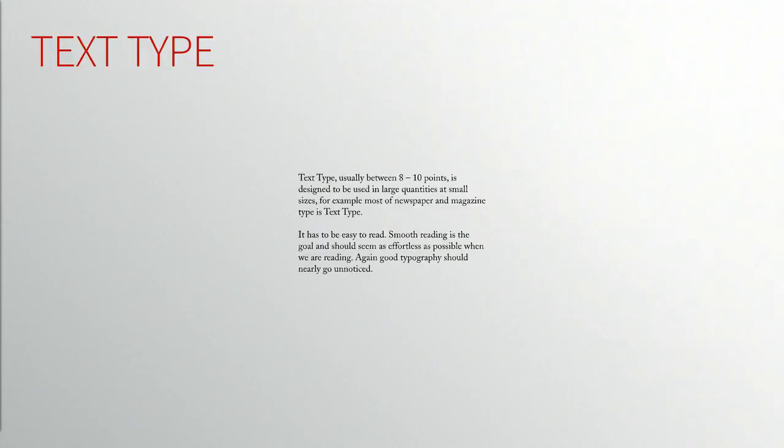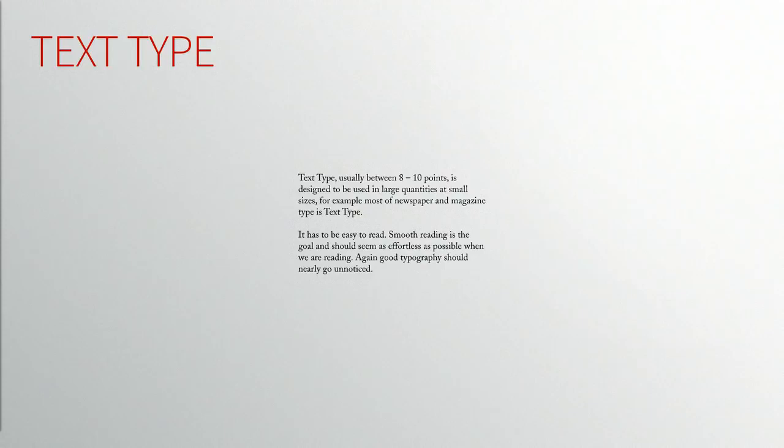Your body type, it's your text type. It's to be used and designed, by the way, and you'll understand why this is important as we progress through this lesson, to be used in large quantities, so lots of it, but in small sizes. So think of any newspaper articles, magazine articles. It is set in what we call text type. It should be easy to read, so smooth reading is of course the goal of it. It should be as effortless as possible to read.